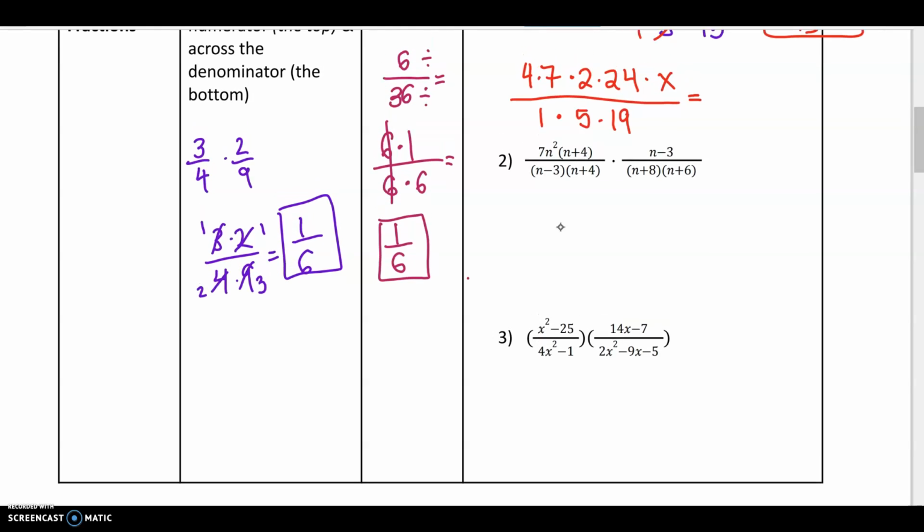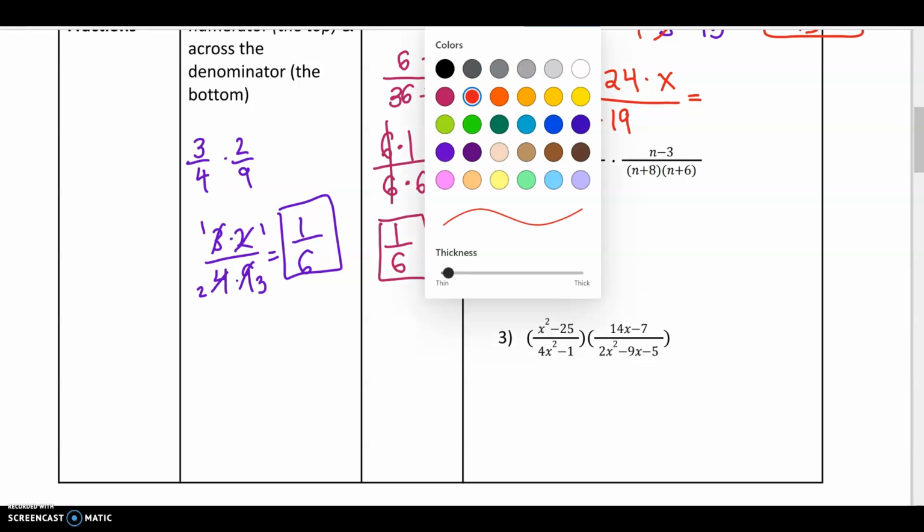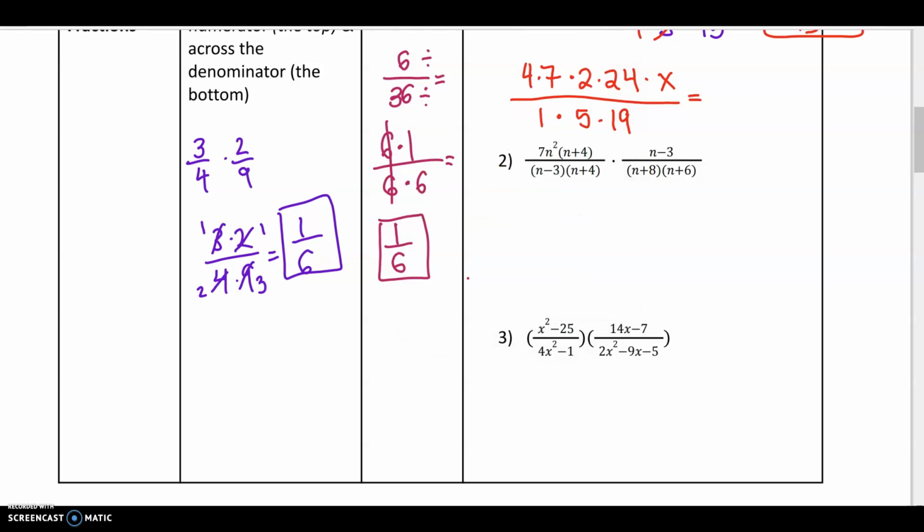Okay, which brings me to this next problem. We've got a lot more fraction variable situations happening here. Let's break this down. Just because it looks different, looks a little bit ugly, doesn't mean you treat it differently. That's the main thing I want you to know here.